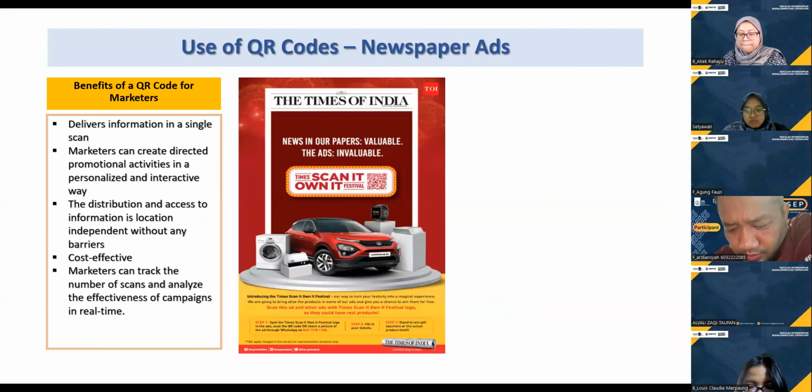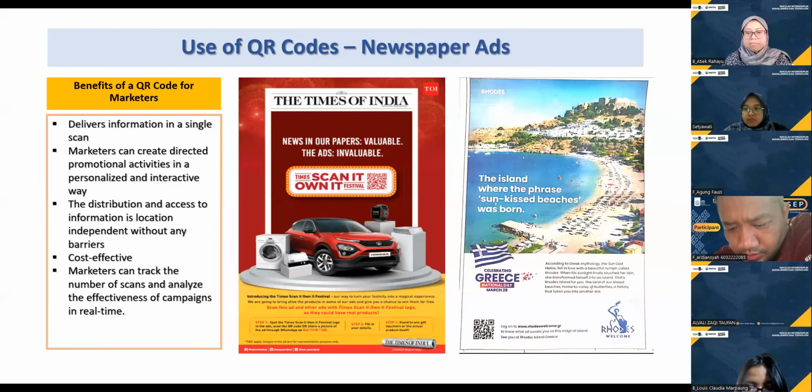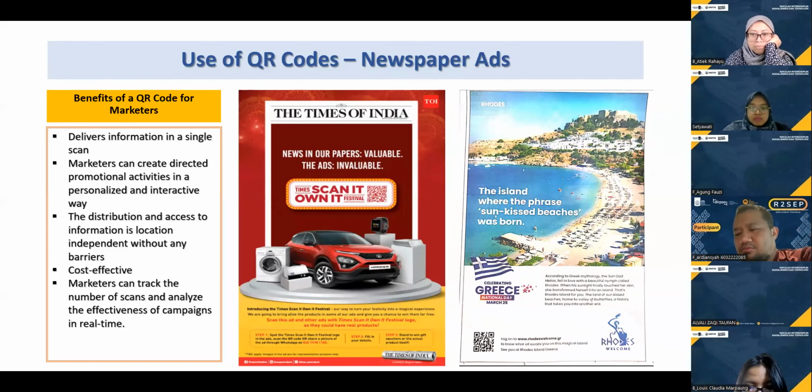These are again the same advantages. When I talk about newspaper, it is again a traditional medium. But a lot of newspaper ads, at least here in India, have started using QR codes where you can scan the code and get a lot more information about the brand. So in this case, in the middle portion, which says the Scan It and Own It Festival, you can see a QR code there in red color. Now, this is also one of the newspaper ads, which is about one of the islands. So this QR code actually helps you get all those activities.